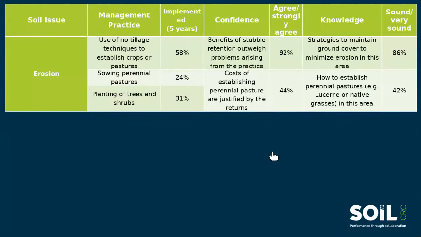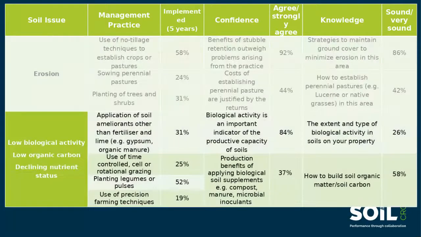And then we found out, okay, well, relating to these issues, what practices were people doing? Relating to that, what's their confidence in those practices and what's their knowledge of those practices? So that's the erosion one. Next one was actually all 3 together because they're very linked: low biological activity, low organic carbon, and declining nutrients. And we found that there are less activities really happening in the last 5 years, what people have done. And it was quite low knowledge of the production benefits of putting on non-chemical soil supplements, and some knowledge of how to build soil carbon is 58%.